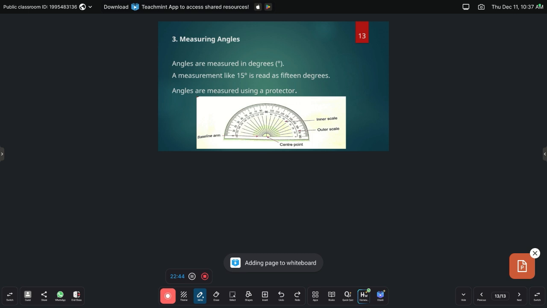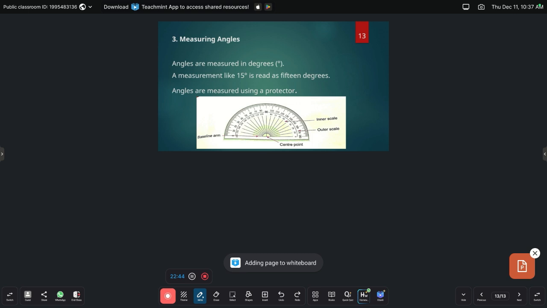Now, boys, let's come to the next point, that is measuring angles. As I have already told you what an angle is and how we can name an angle, now we need to know how we can measure an angle. An angle is always measured in degrees, like this. Small circle. It's called degree. So we can measure the angle as 10 degree, 20 degree, 15 degree. Got it, boys? So a measurement like 15 degree is read as 15 degrees.